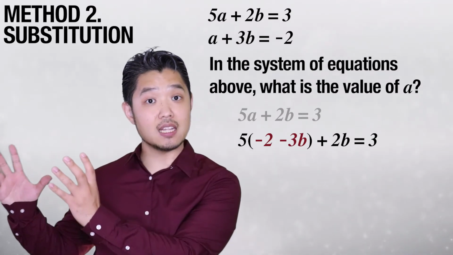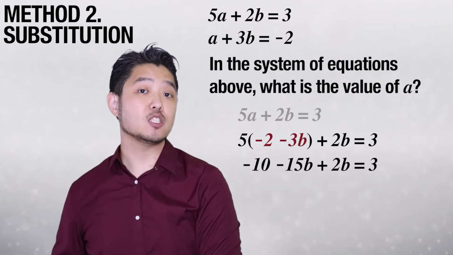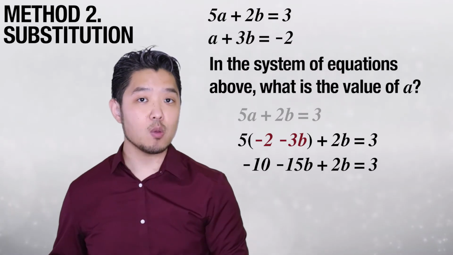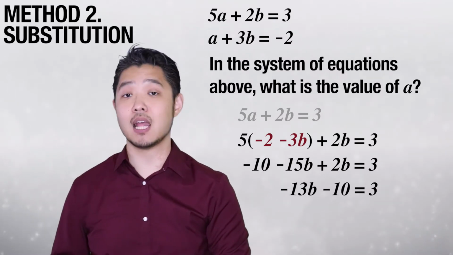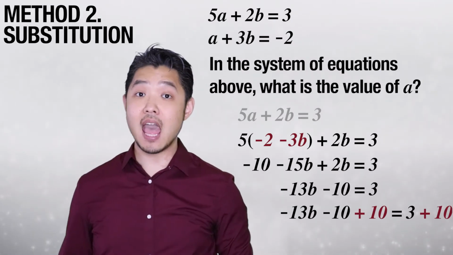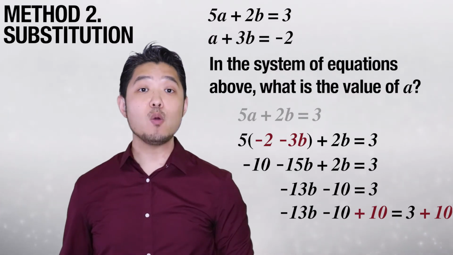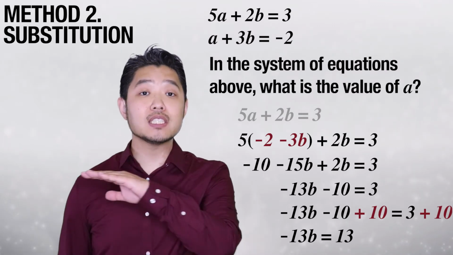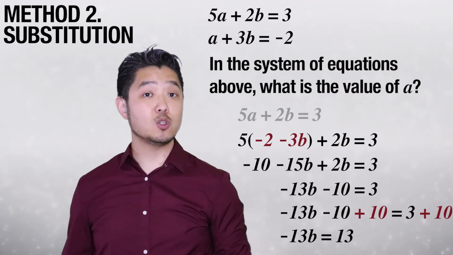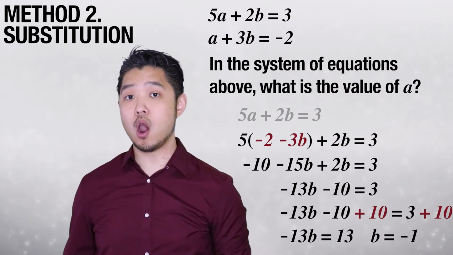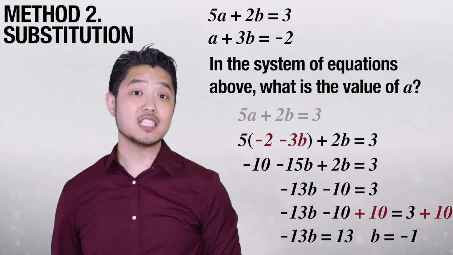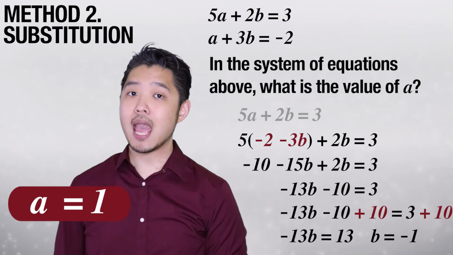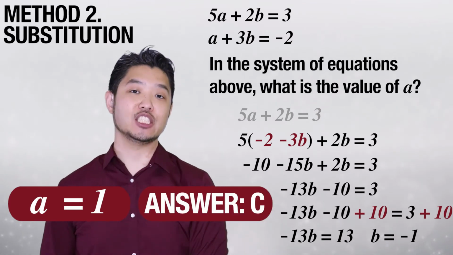Expand the left side. We now have minus 10 minus 15b plus 2b equals 3. Simplifying, we have minus 13b minus 10 equals 3. Add 10 on both sides. Now we have minus 13b equals 13, and divide both sides by minus 13, which will result in b equals minus 1. Now, substitute this value into any equation and we get a equals 1, and C is the final answer.